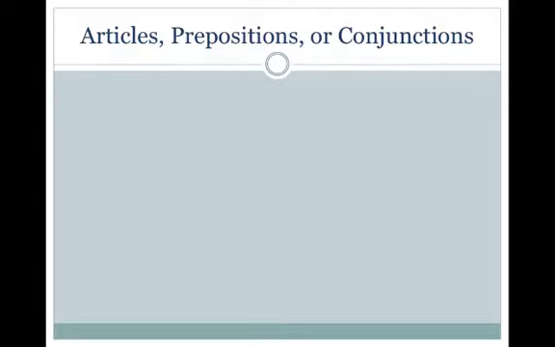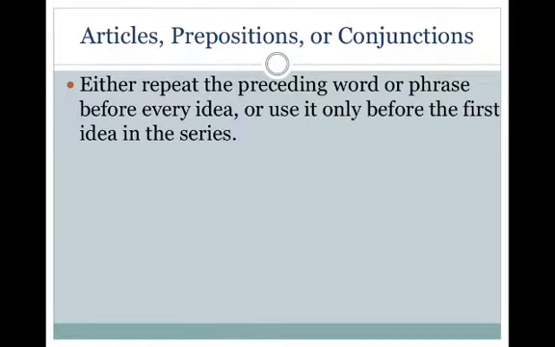Articles, prepositions, or conjunctions. When you write sentences in which articles, prepositions, or conjunctions come before equal ideas in a series, make sure you're consistent. Either repeat the preceding word or phrase before every idea, or use it only before the first idea in the series.